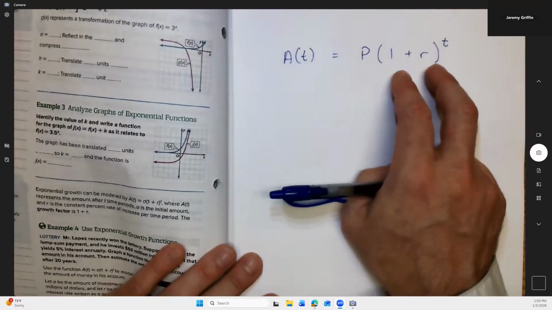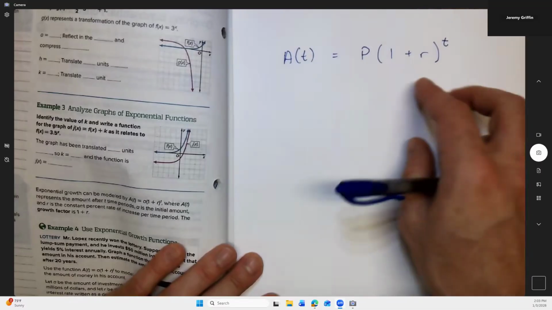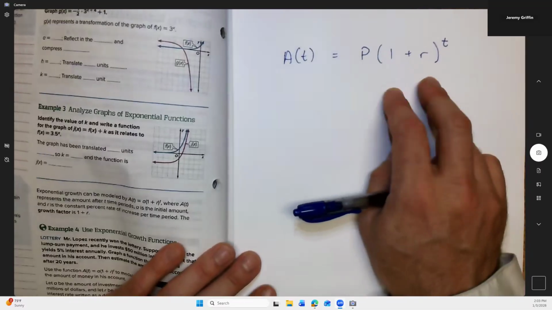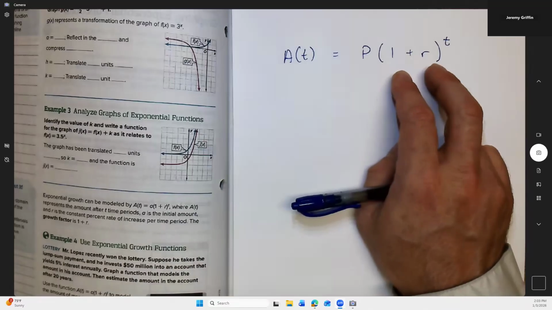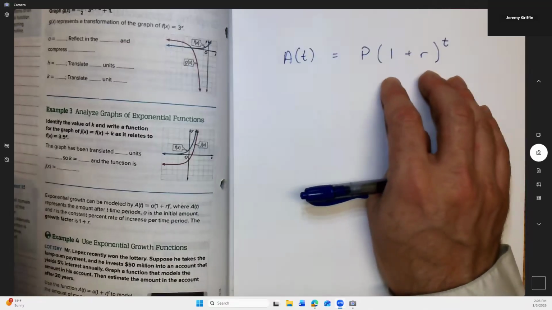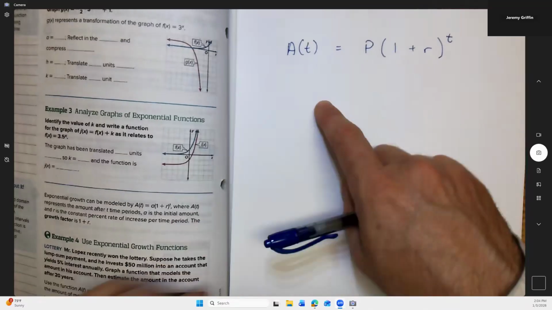Maybe you're just compounding at the end of every year, right? Maybe later in this class, or possibly in Algebra 1, you saw quarterly compounding or continuous compounding, or that this is even simpler than that. So what would this model look like?